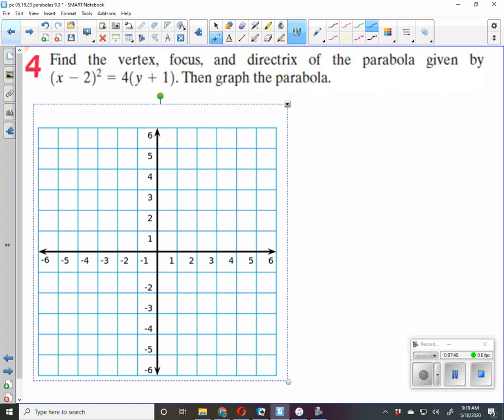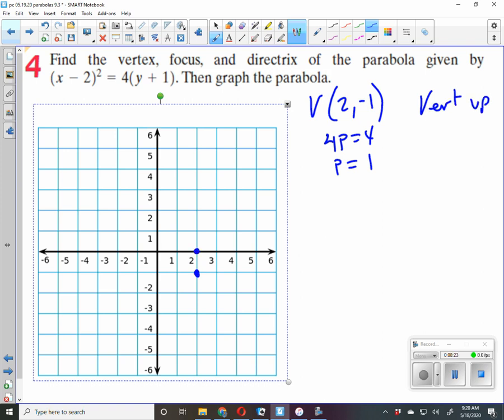All right, so I have a vertex at h is 2, k is -1, so (2, -1). Here's my vertex. Okay, 4p equals 4, so doesn't p have to equal 1? This is a vertical parabola facing up.